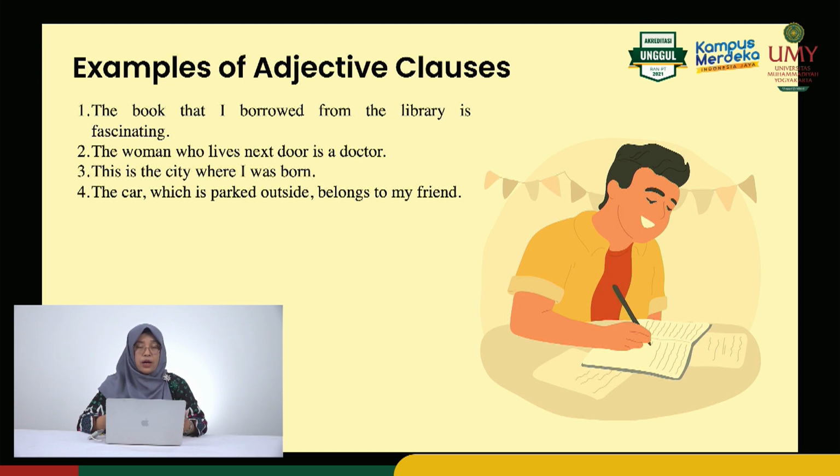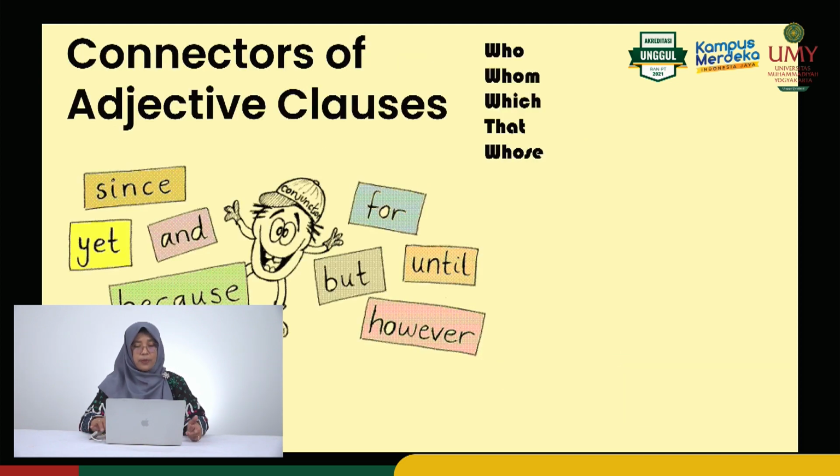And the word which is parked outside actually is only functioning as additional information about the car. So this is not really essential, but it can be regarded as non-essential. Why? Because without the word which is parked outside, the speaker or the listener have already understood about which car is meant by the speaker. So the car which is parked outside belongs to my friend. Which is parked outside functioning as the adjective clause. And which noun is explained? The car. Yes, correct. So that's all about the adjective clause.